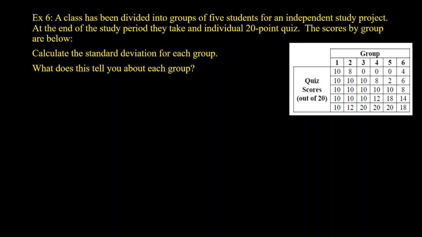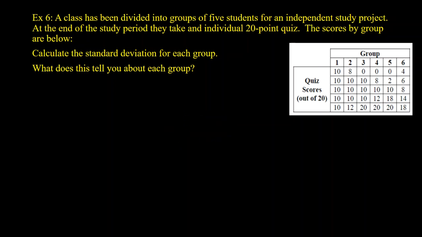So the formula is sigma for standard deviation equals the square root of the sum of each data value minus the mean, squared, divided by the total number of data values minus 1. That's how you'll see it on the formula sheet you have for the AP exam in the textbook. But what does this really mean? So let's calculate the standard deviation for group 1.